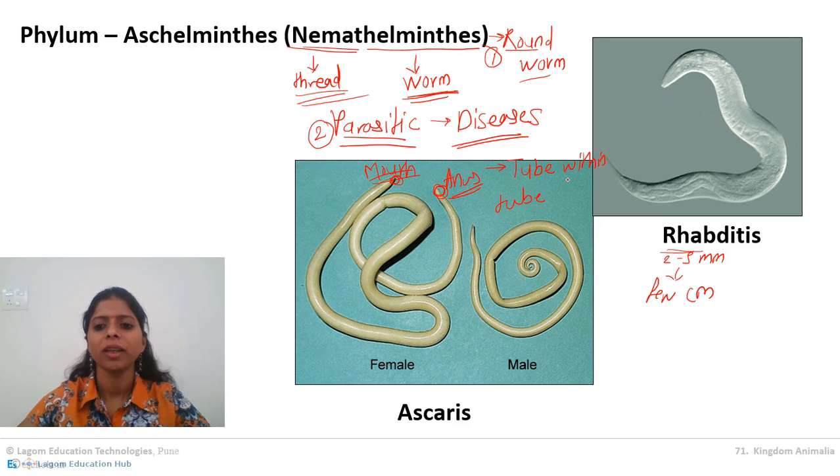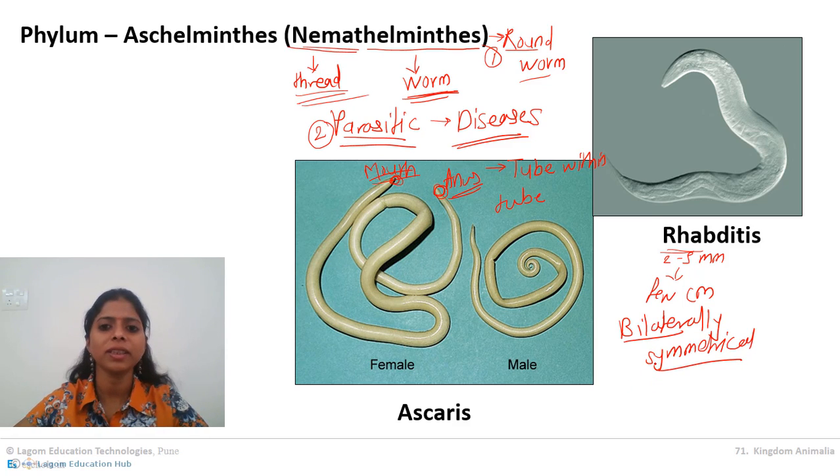Tube body plan. Now one more characteristic I told you is that they are bilaterally symmetrical. Clear? Clear about all these simple characteristics? Now next, a very important characteristic.